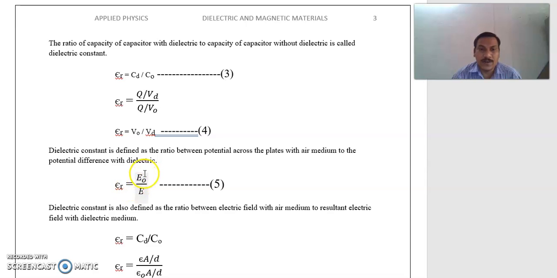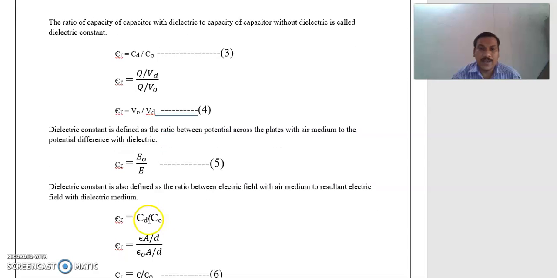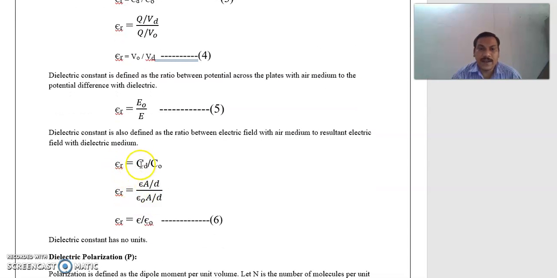Next, epsilon R, the dielectric constant or relative permittivity. Epsilon R equals E naught by E, where E naught is the electric field with air between the two capacitor plates, and capital E is the resultant electric field when dielectric material is between the two capacitor plates. So the dielectric constant is also defined as the ratio between the electric field with air medium to the resultant electric field with dielectric medium.